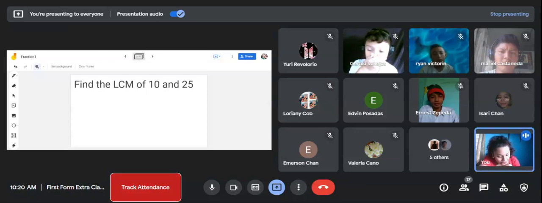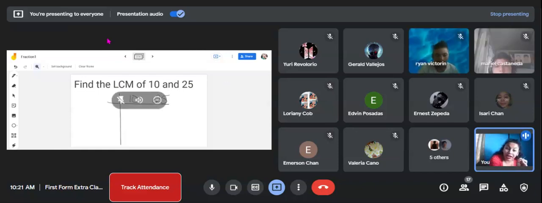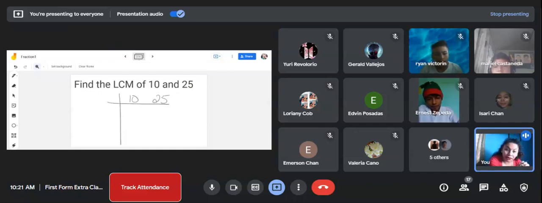So finding the LCM of 10 and 25. The first thing that I want to be able to do here is look at my number 10 and my number 25. What prime number, and the keyword is prime number, can I use to divide either both of them or one of them? Miss, I can start with 2. Very good. 2.